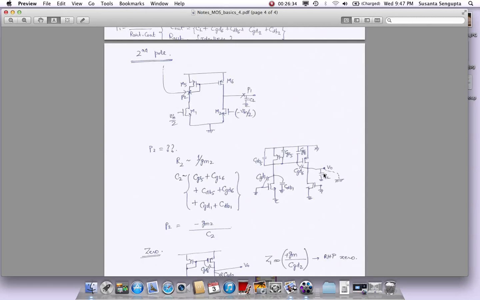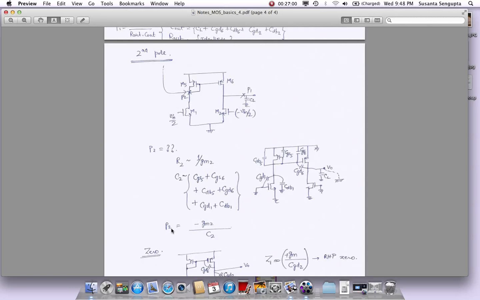And what happens to CL? Well, we are assuming that CL is big enough where by the time this pole happens, CL now acts as a short. So if it acts as a short, this point will become more like an AC ground or low impedance. So CGD6 will also add up. So we add all these capacitors. This becomes the total capacitor, this becomes the total resistor, which should be 1 over GM5.